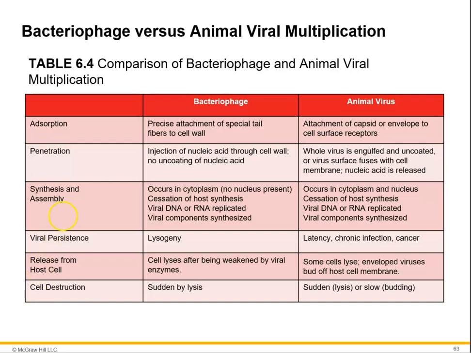This is a good chart to look over. This is just giving you a comparison between bacteriophage and animal virus multiplication cycles. One thing I just want to draw your attention to here is under viral persistence. In bacteriophages, we see this expressed as lysogeny, right? The lysogenic cycle. However, in animal viruses, viral persistence is going to look different. It's going to be either latency, so latent viruses like herpes, chronic infection like hepatitis C, or cancer is another way that the virus persists in causing cancer.